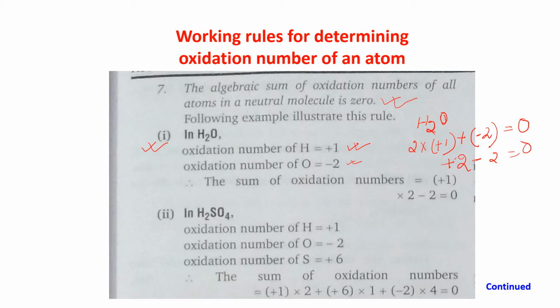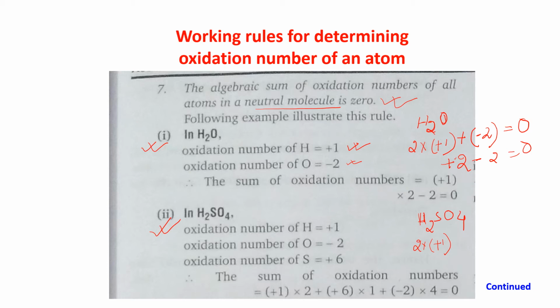Am I clear? And that is why it is written that the algebraic sum of oxidation number of all the atoms in a neutral molecule is 0. It will automatically come 0. In case of H2SO4, it is shown here. I'm just writing here H2SO4. Okay. Now, oxidation number of hydrogen is +1. You know, I'm having 2. So, it is 2 into +1.